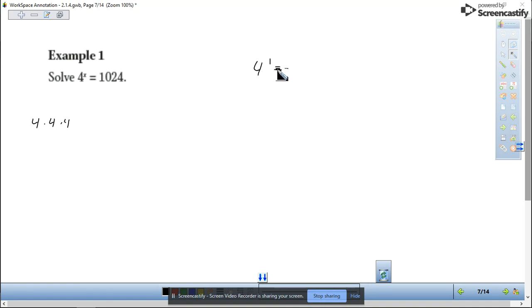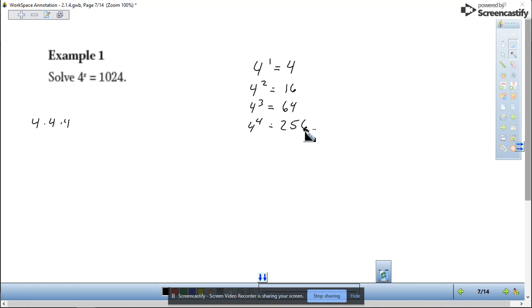So, well, let's go through what some of them are. What's 4 to the first power? 4. What's 4 to the second power? 16, right? 4 times 4 is 16. 4 to the third is 16 times 4, which is 64. Then 4 to the fourth, if we were to do 64 times 4, we get 256.